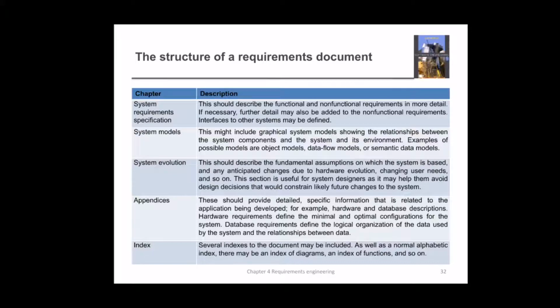Hardware requirements define the minimal and optimal configurations. Right? When you are dealing with the hardware requirements, you have to explain what should be the minimal and what is the optimal configuration that you can have for the particular system. Then database requirements define the logical organization of the data used by the system, and the relationship between the data has to be explained in the appendices. Then we have index. Here we can have many kinds of indexing, like a normal alphabetic indexing, or else you can have indexing of the various diagrams, indexing of the functions, and so on.